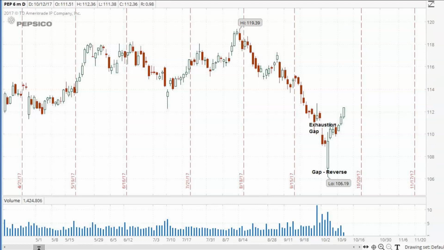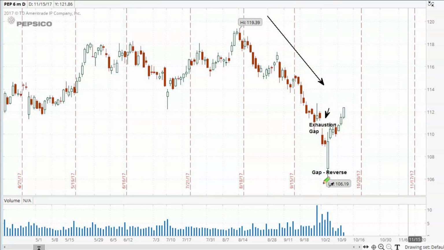Look at this unbelievable thing. Now we have two things going on in here. We have an exhaustion gap. In other words, you had a long downtrend. You had a downside gap and big volume right in here. And then you had a gap reverse after that. In other words, it gapped down again. You can see that right over here.